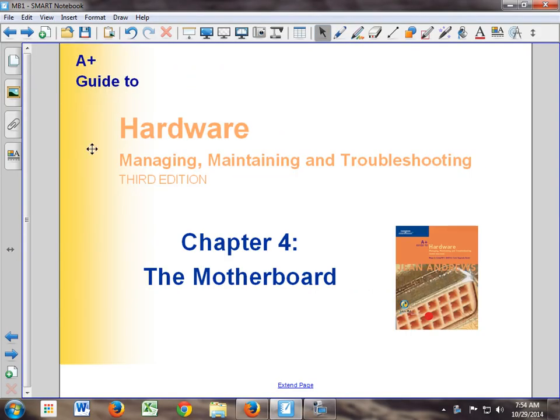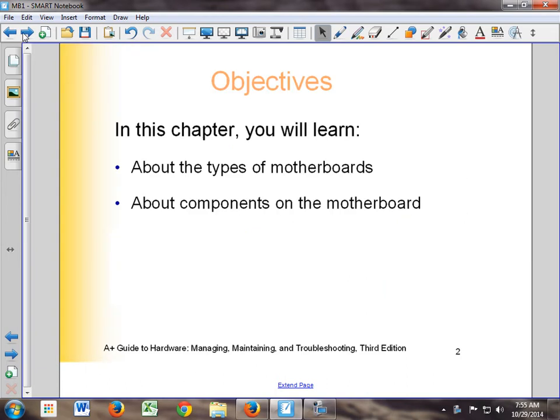Okay, so we're going into chapter 4, which is about the motherboard, but it's really about the motherboard and the CPU in chapter 4 because there isn't a separate chapter on CPUs, nor does there really need to be. So we're going to talk about this chapter, the different types of motherboards, the components on the motherboards.